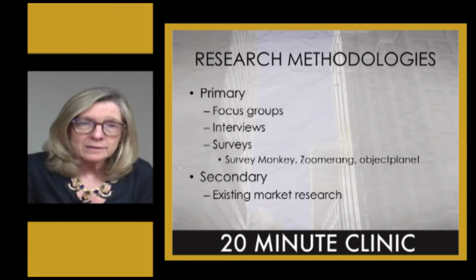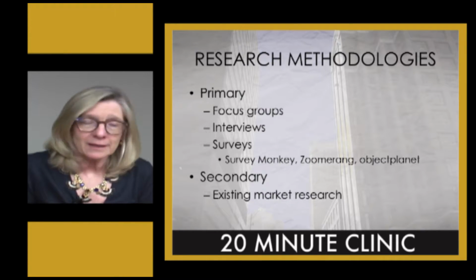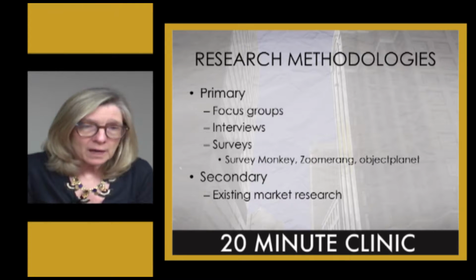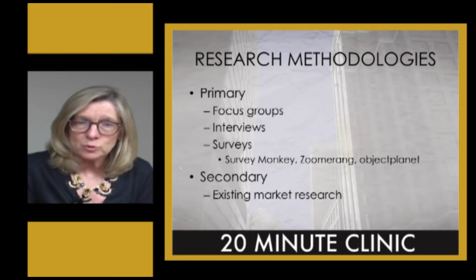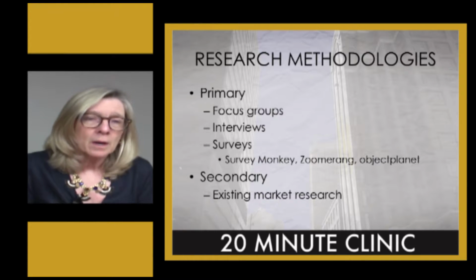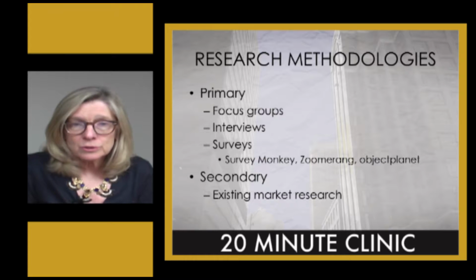There are two basic kinds of research: primary research and secondary research. Primary research is exactly what it says. It's something that we design, we go out and do. Kind of three ways to gather that: focus groups, interviews, and surveys. I'm going to come back and talk about that in just a minute, because really secondary research you would do first.